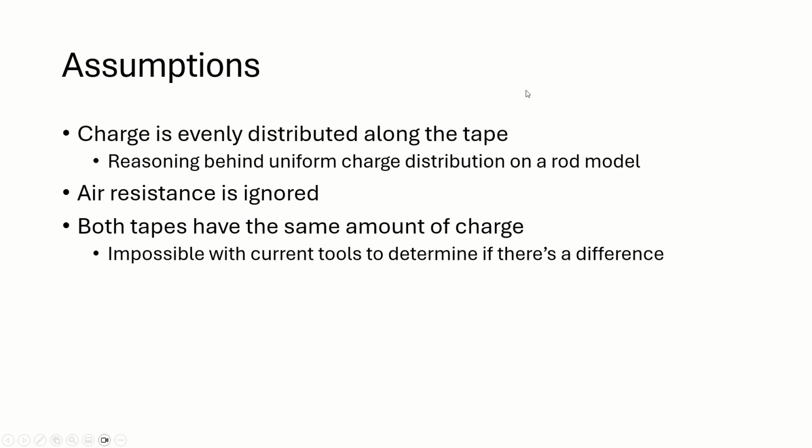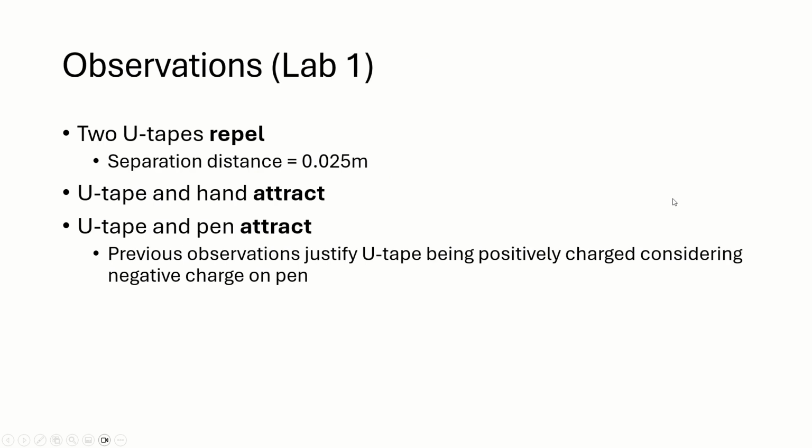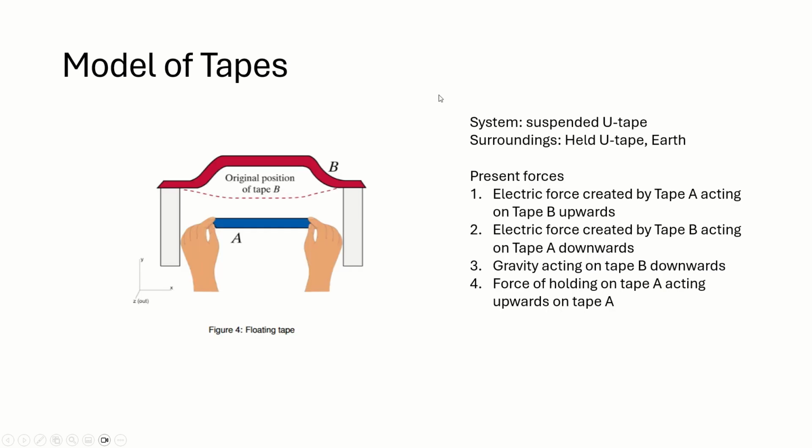Some assumptions. Charge is evenly distributed along the tape. Air resistance is ignored, and both tapes have the same amount of charge. Our observations from Lab 1 that are relevant: the two U-tapes repel, their separation distance being 0.025 meters. The U-tape and your hand attract. The U-tape and the pen also attract, since the pen is negatively charged. Thus, the U-tape must be positively charged.